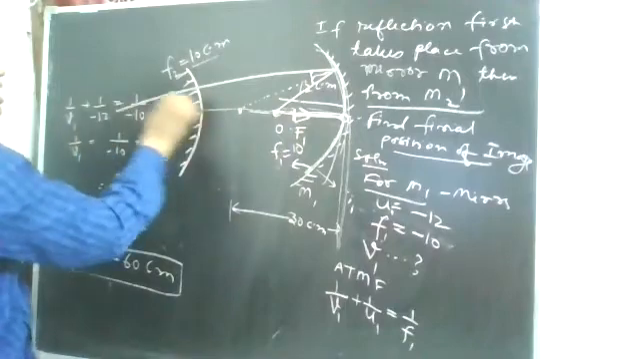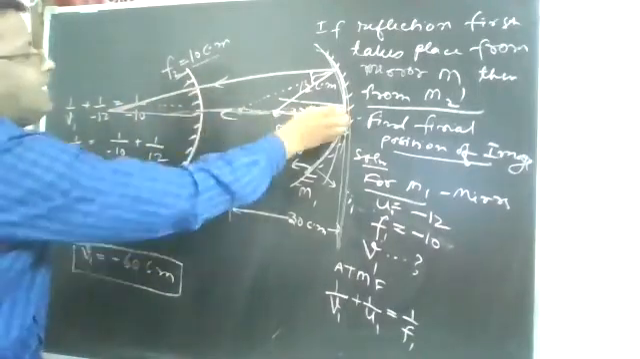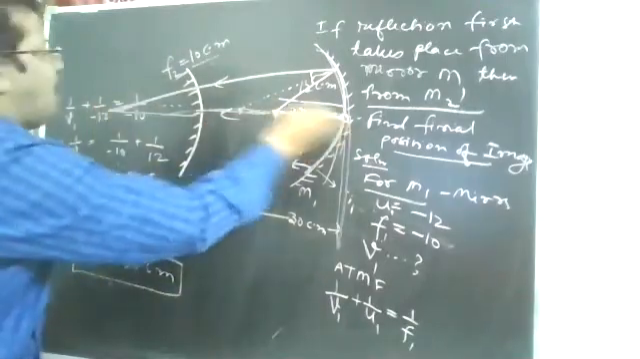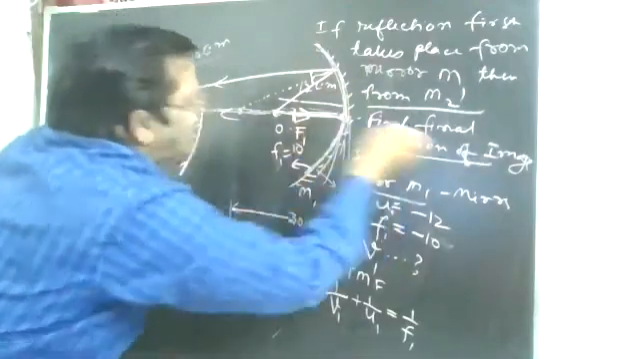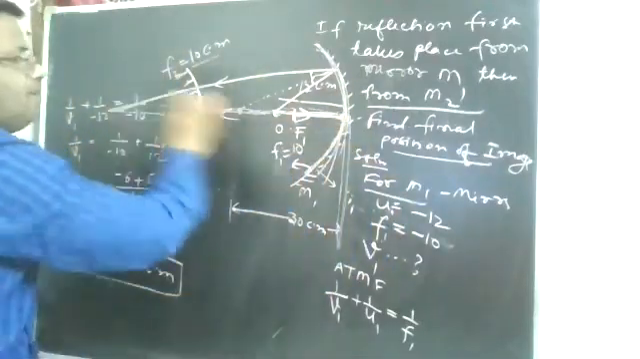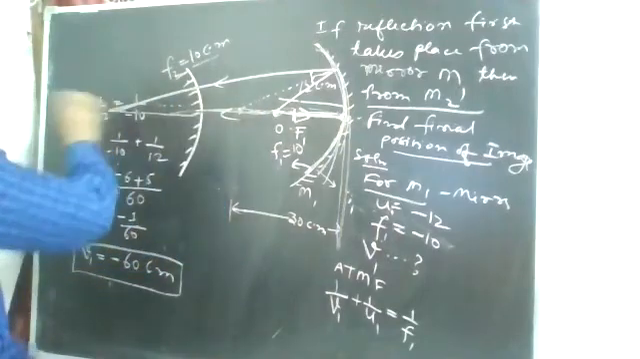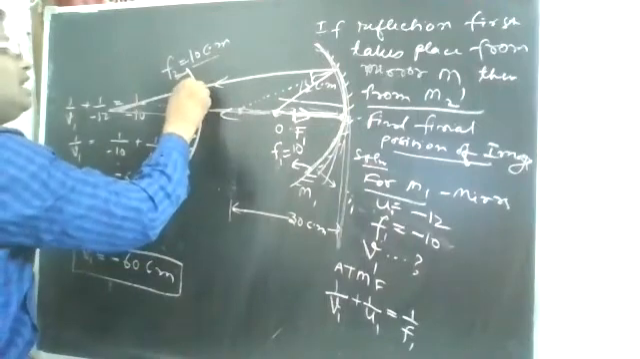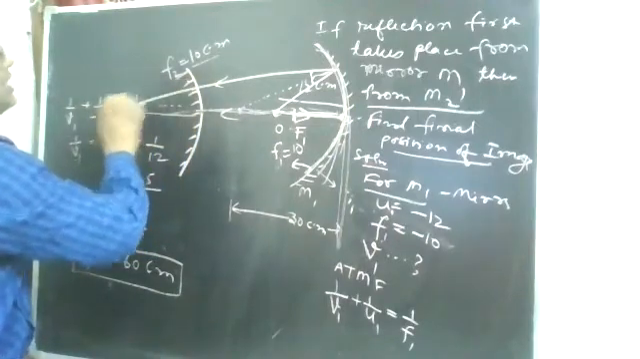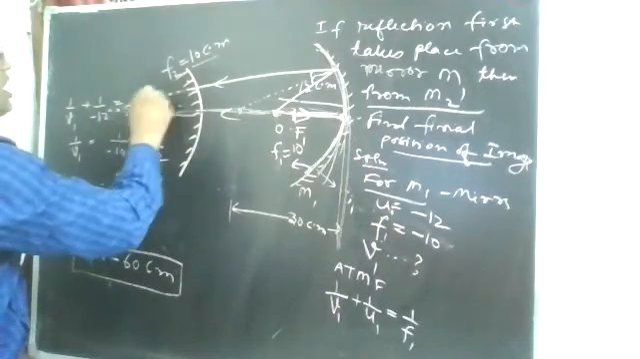60 centimeters. This is 30. This is 30. Image will be formed in the minus direction for mirror 1. This is the plus direction. This is minus 60: 10, 20, 30, 40, 50, 60, like this. But here this ray will not go like this because there is a mirror. So you put it as a dotted line here.